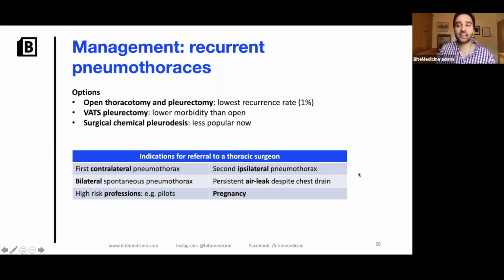And then finally, indications for referral to a thoracic surgeon. Here are a few of them. First, contralateral pneumothorax, bilateral spontaneous pneumothoraces, second ipsilateral, etc. But just have a read of those. They all make kind of logical sense, to be honest.